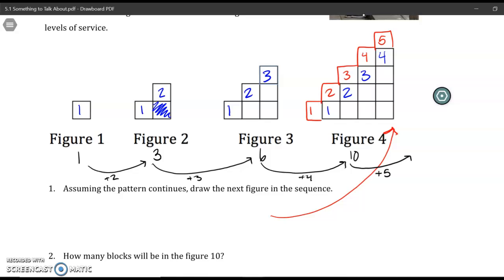Okay. So then we get to the next question. How many blocks will there be in figure 10? So again, press pause and try to think about this. Try to figure out how you would decide how many blocks are in figure 10.